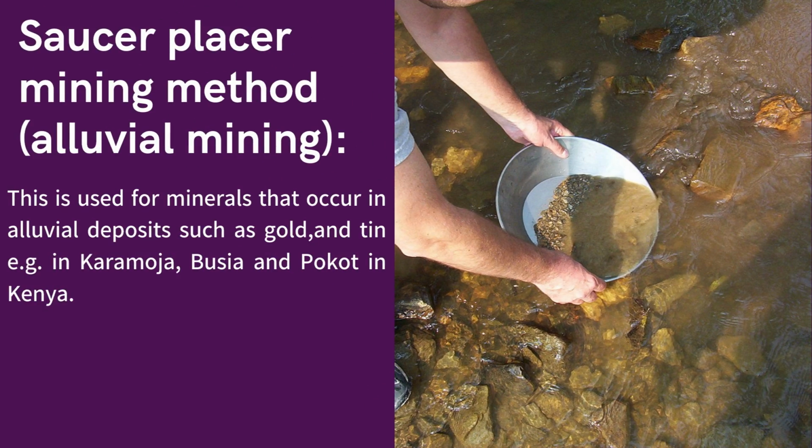Our next method. So we have what we call the alluvial method or alluvial mining. This is actually common for gold, where you always see people trying to sieve that water, shaking it in the basins, that common traditional way of mining gold. So we're saying this is placer mining method or alluvial mining. This is used for minerals that occur in alluvial deposits such as gold, tin. These are common in East African areas, as we've seen. That's Karamoja, Busia, Pokot in Kenya, and others. Even other parts of the world.